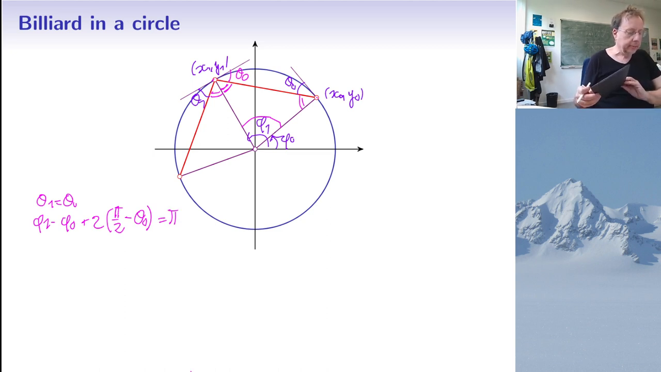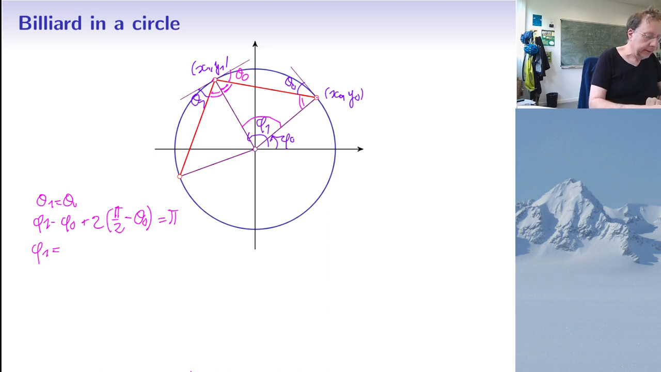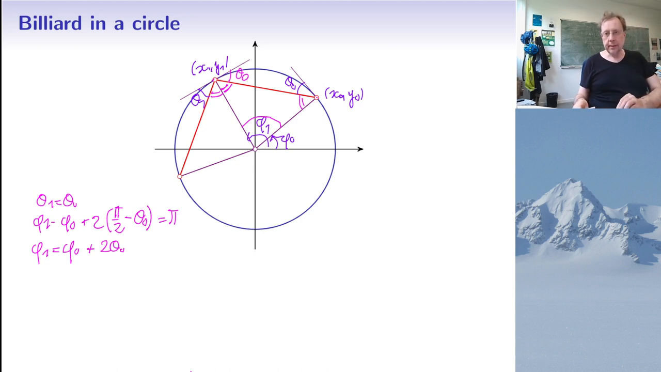And that allows me to find phi 1 in terms of phi naught and theta naught. So phi 1 is simply phi naught plus 2 theta naught. And then I can do the same to find phi 2, theta 2, and so on and so forth.